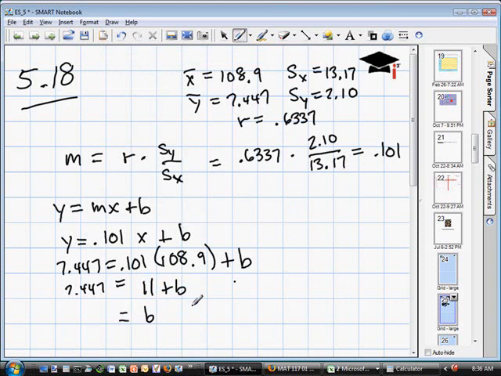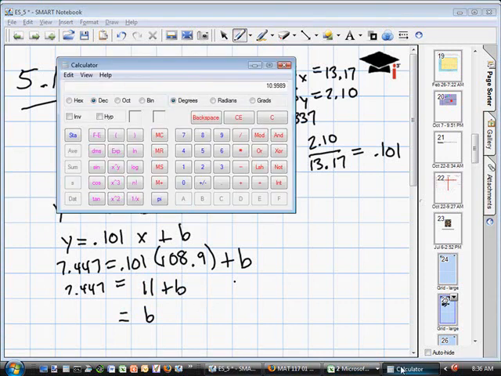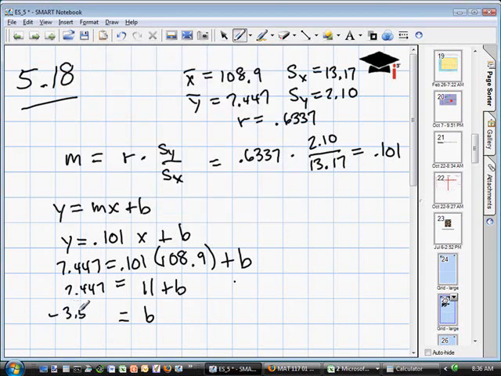So now we just need to take 7.447, subtract 11, and we get negative 3.553. Okay, so there's our equation. Y equals 0.101x. You can either say plus a negative 3.553, or you can just say minus.